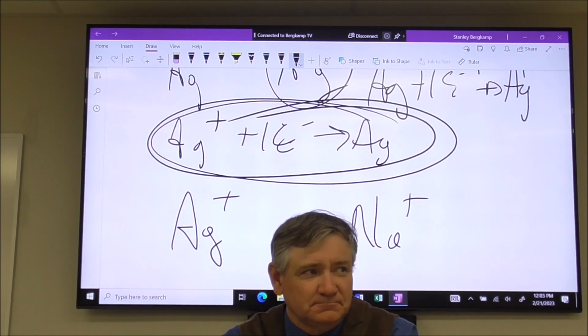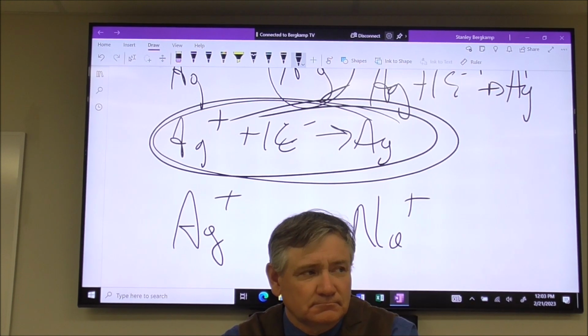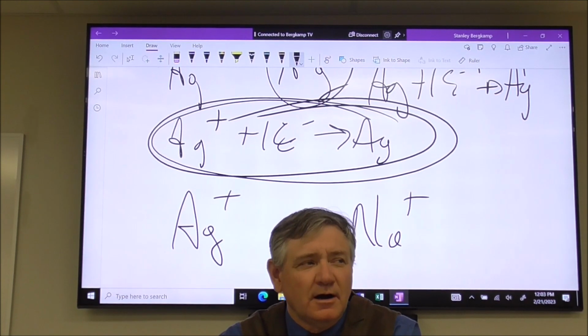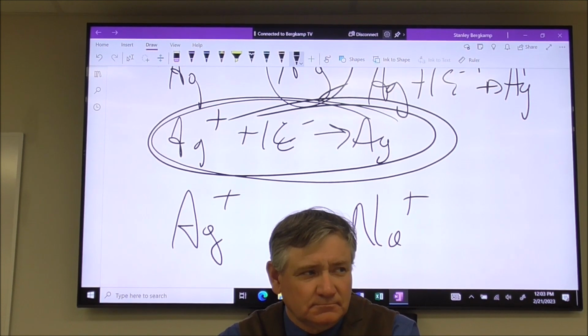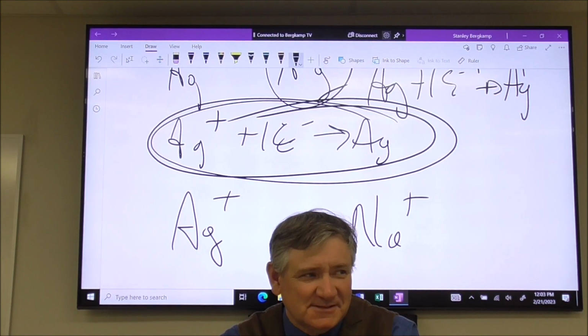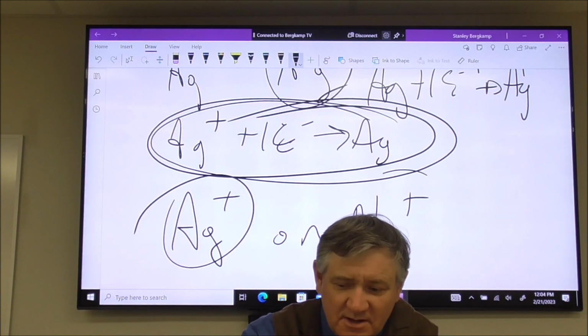Peyton. Which one would be the better oxidizing agent? The Ag plus, fantastic. Why? Because it has a higher E naught value. It has a higher E naught value, so it's more willing to take in electrons.